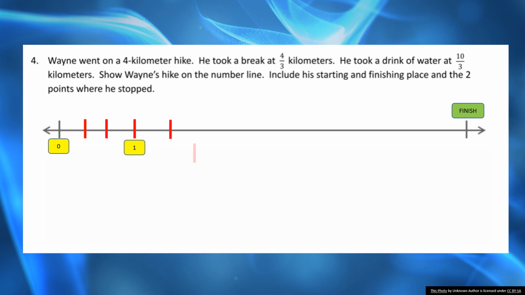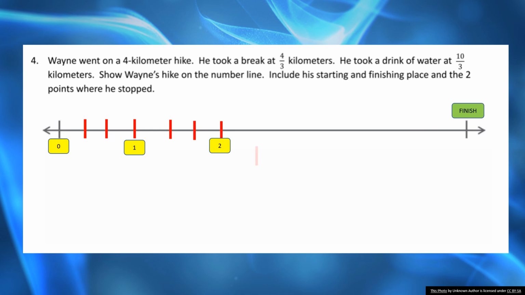1, 2, 3. That's 2 wholes. Okay? Every 3 lines, or every 3/3, is a whole. Every 3/3 is a whole. Now remember, you went on a 4-kilometer hike, which means my end point on the other end is going to be a 4. But we need to keep partitioning, okay?